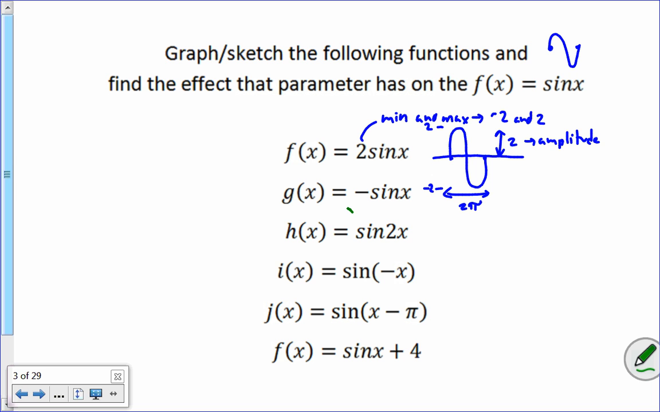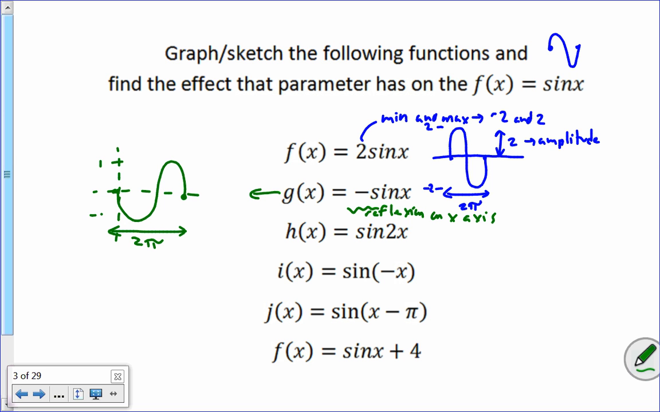The second one: if there's a negative in front of your function, what happens when there's a negative? We reflect. Do we reflect on the x-axis or the y-axis? This here shows a reflection on the x-axis. So what is it going to look like? Instead of starting here and going up, I'm going to go down first and then back up. Is this still 2 pi? Yes. Is it still 1 and -1? Yes. It's just that instead of going up, it's going down.